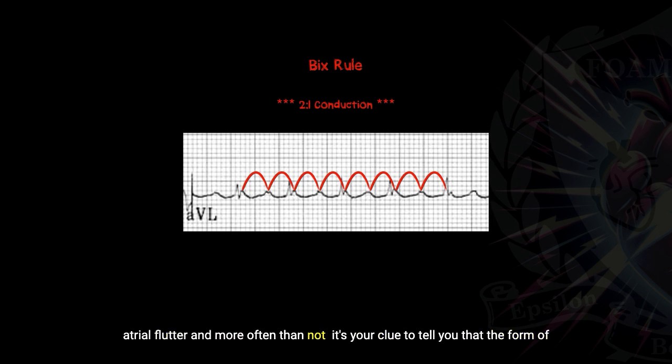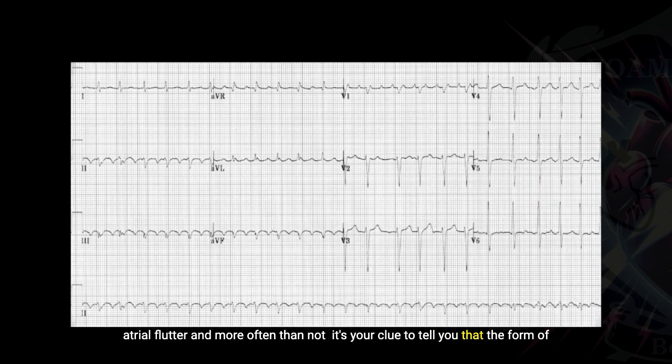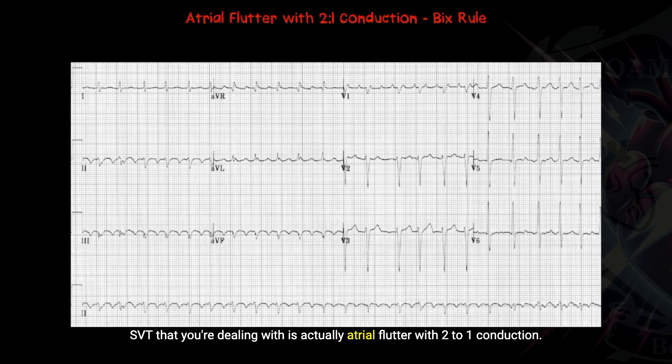And more often than not, it's your clue to tell you that the form of SVT that you're dealing with is actually atrial flutter with 2-to-1 conduction with the Bix rule observed. And so in this situation, you may also find yourself pointing out, well, lead V1 has some nice P waves up there, and that is very true. And V1 actually, when in doubt, tends to be the lead that shows the best atrial activity, because lead 1 is almost physically placed directly over the SA node if correctly placed.